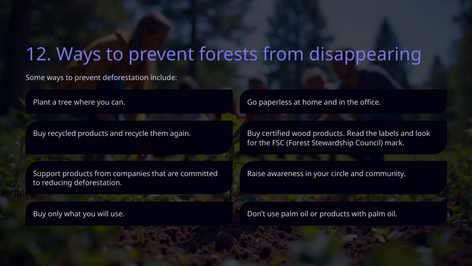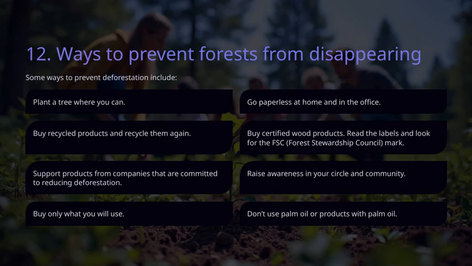Be mindful of your consumption. Buy only what you need and will actually use to avoid waste. Going paperless at home and in the office can significantly cut down on paper use, which in turn helps save trees. When buying wood products, always check the labels for the FSC mark, which indicates the wood comes from responsibly managed forests. Raising awareness in your circle and community is equally important.